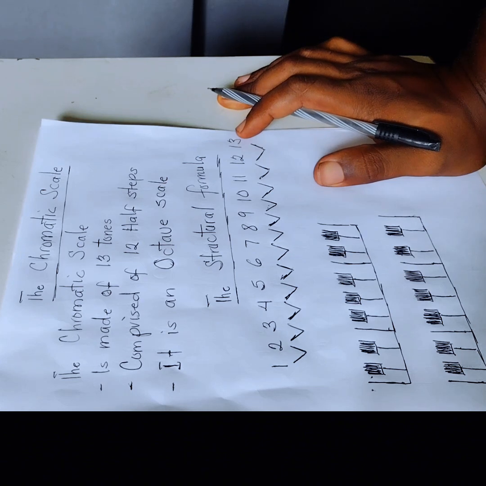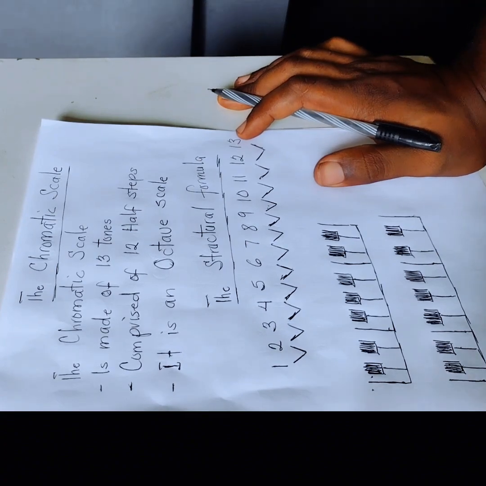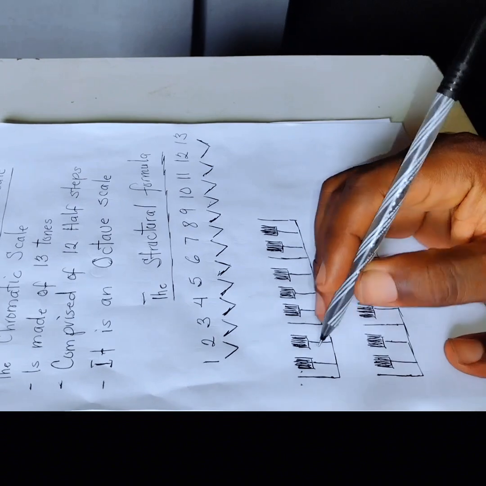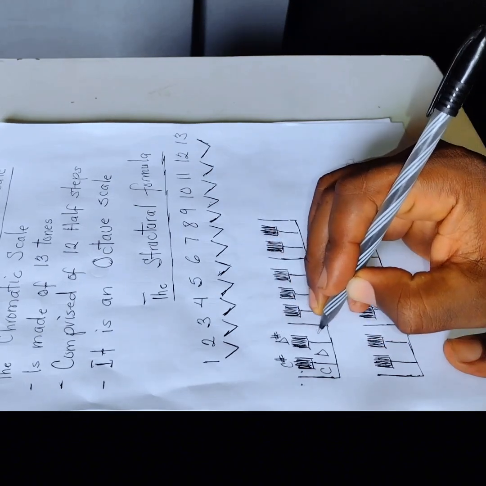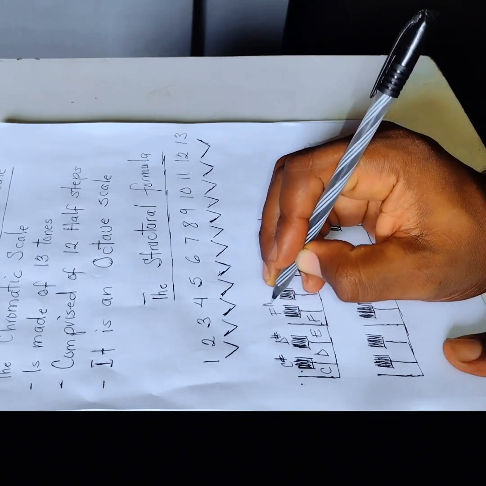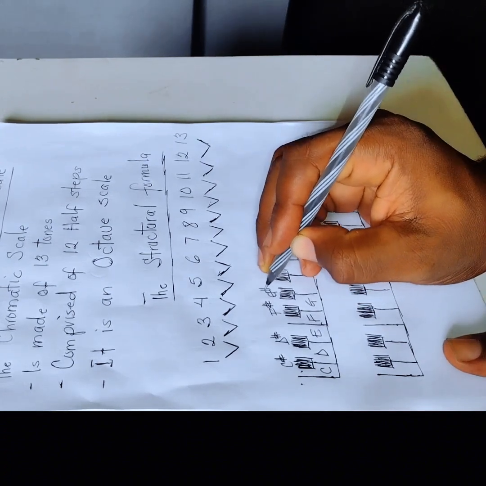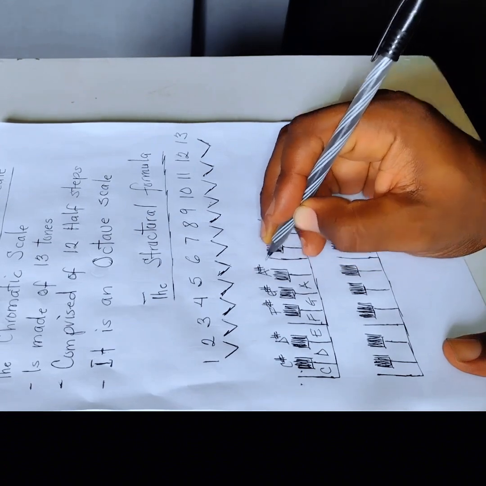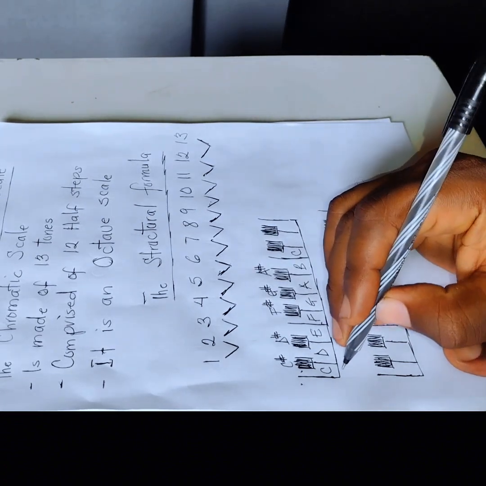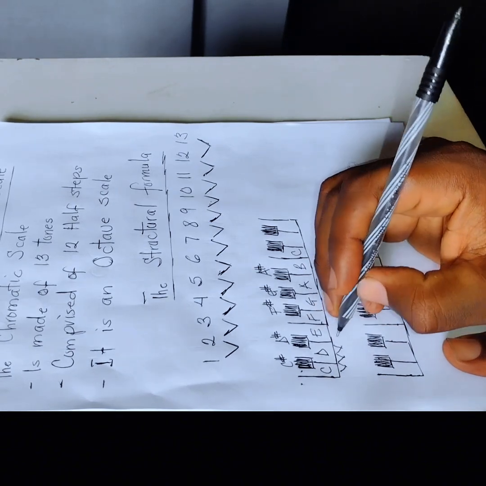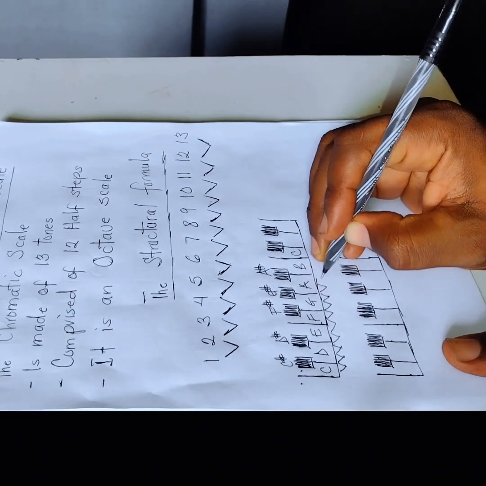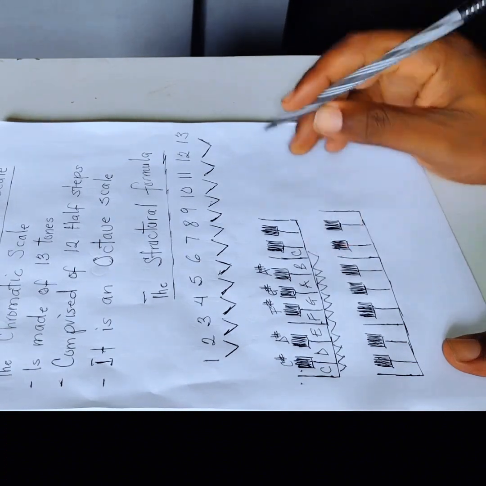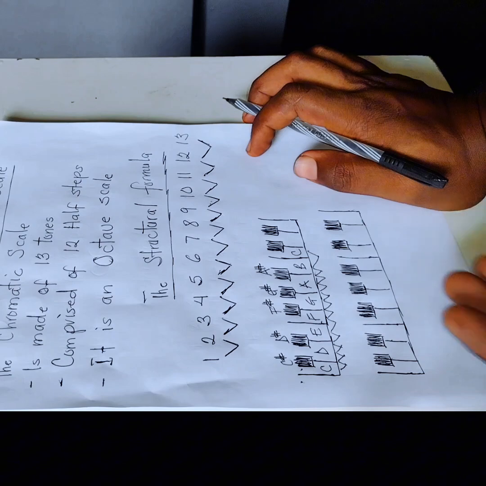But there's something about the chromatic scale you need to keep in the back of your mind. The chromatic scale has 2 forms in every key: the sharp form and the flat form. If you're going to build a C chromatic scale, we will have C, C sharp, D, D sharp, E, F, F sharp, G, G sharp, A, A sharp, B, and C. So we go half step, half step, half step, half step, half step, half step, half step, half step, half step, half step, half step, and half step. So we have 12 half steps.